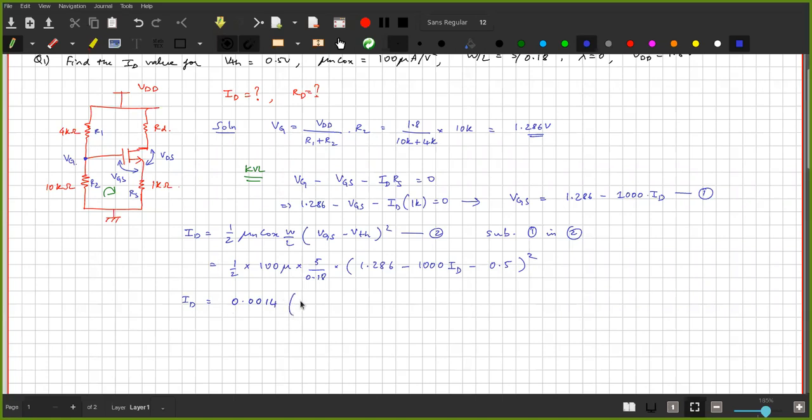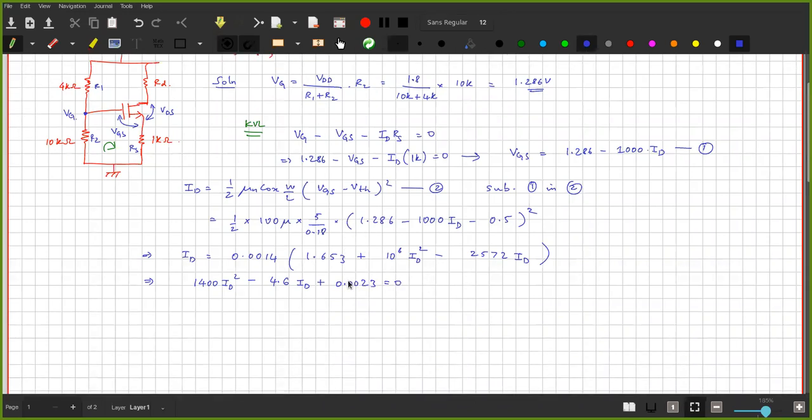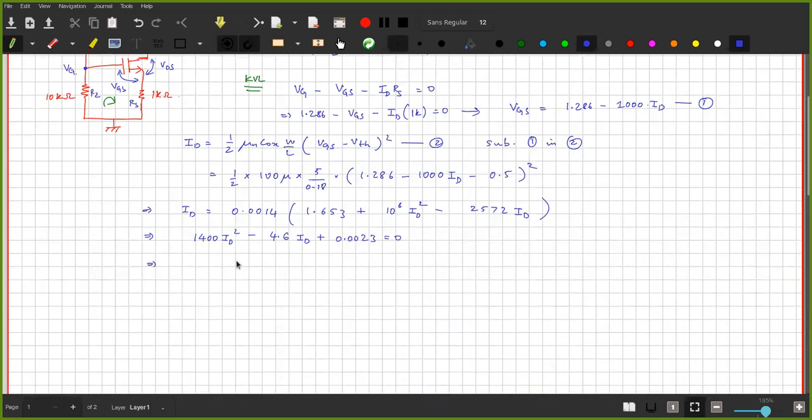0.0014 into 1.653 plus 10 power 6 ID square minus 2572 ID. I told you, we get a quadratic equation. If I write this in the form of the quadratic equation, 1400 ID square minus 4.6 ID plus 0.0023 equals 0. So this is the equation you get. Now you can use your calculators to find the value of ID.